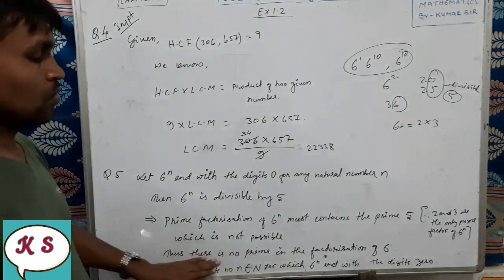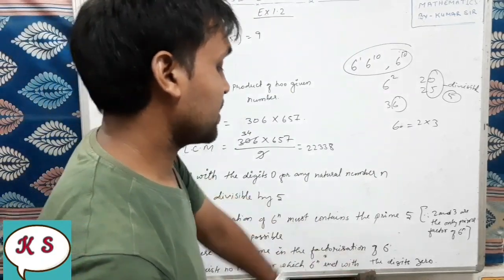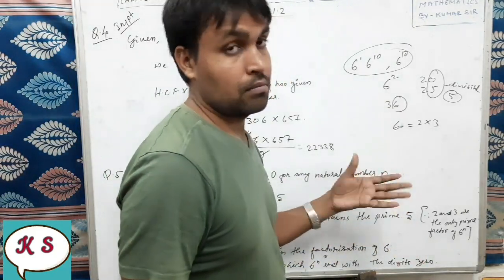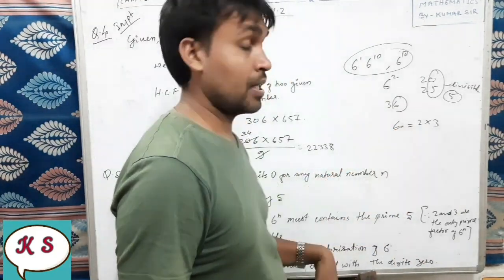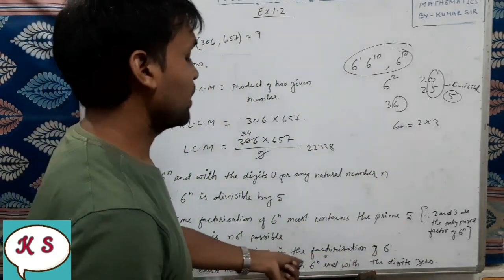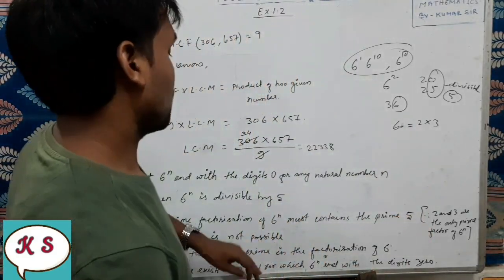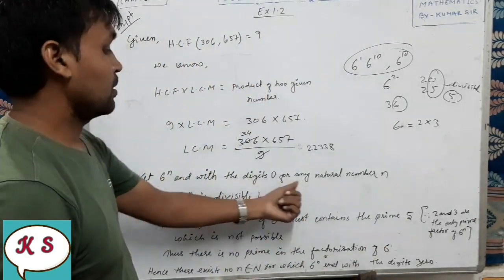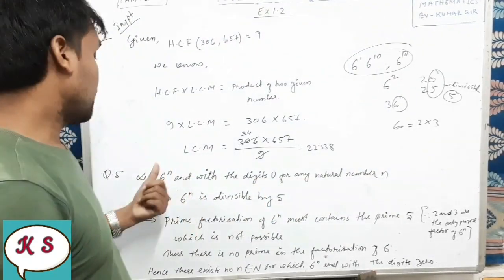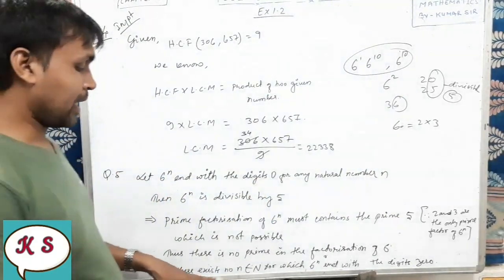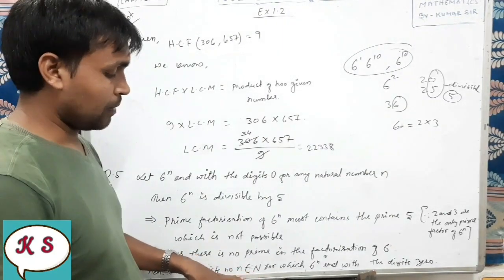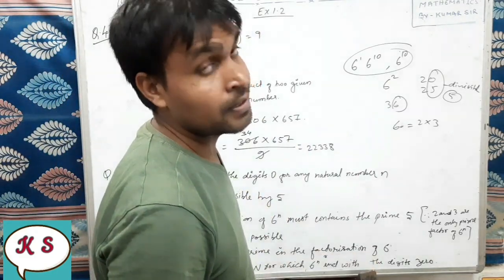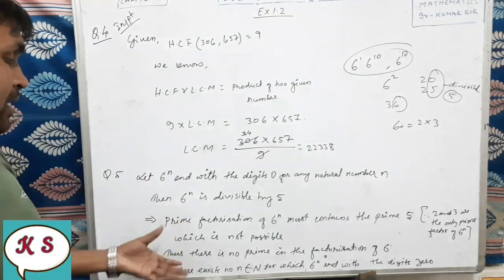Thus, there is no prime 5 in the factorization of 6^n. We assumed the prime is 5, but there is no 5 in the factorization of 6, right or no? So if there is no 5 in the factorization, our assumption, the first line, becomes wrong. Hence there exists no natural number n for which 6 to the power n ends with the digit 0.